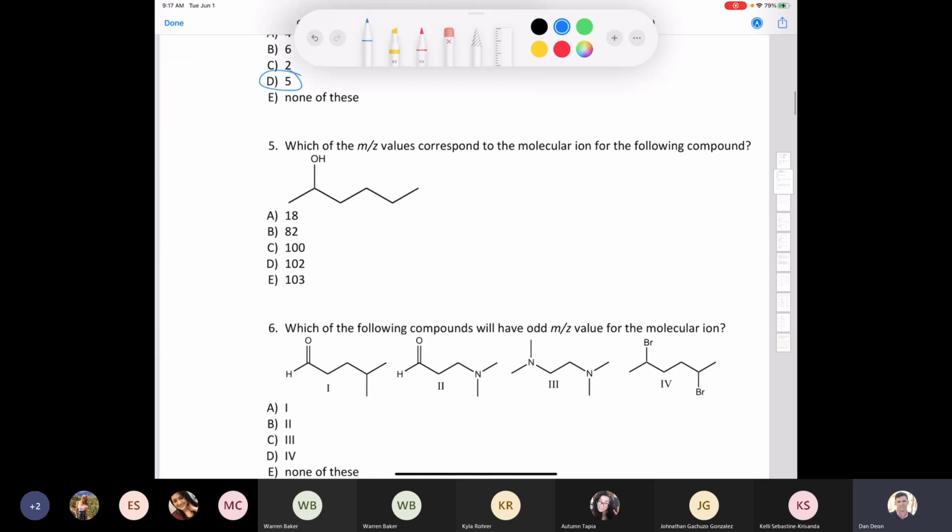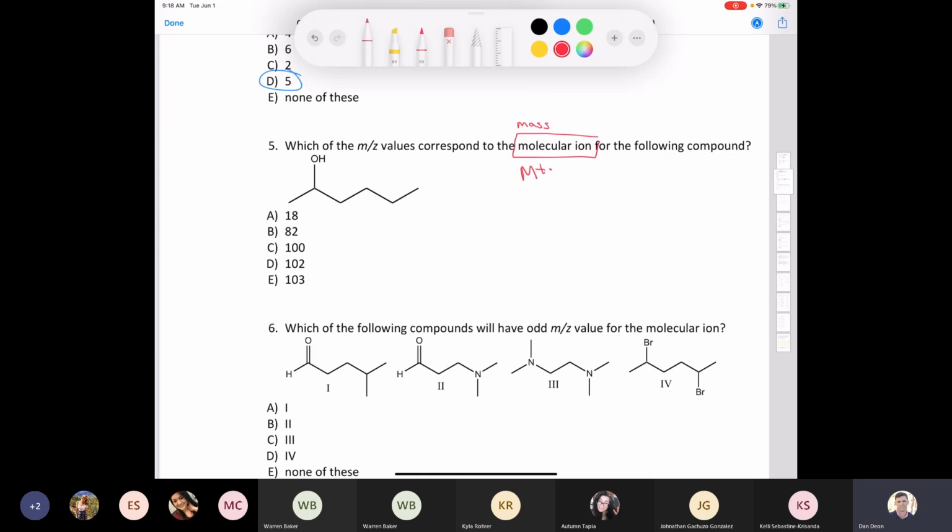All right. So the next question is, which of the mass over charge values correspond to the molecular ion for this compound? So remember, the molecular ion is going to come from the total mass of the compound. Now, we said that since this is an alcohol, sometimes it will not have a molecular ion. In fact, a lot of the times it won't have a molecular ion, but that doesn't mean that it won't have one all of the time. So a molecular ion always means the mass of the compound. So we're just looking for the mass of this compound.